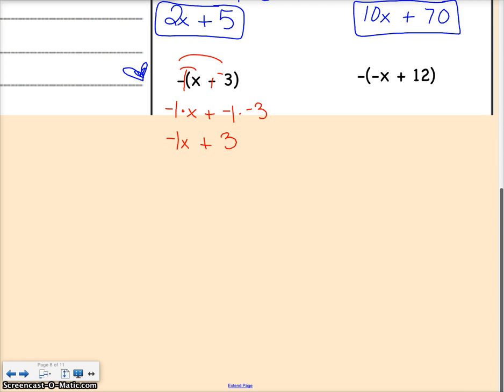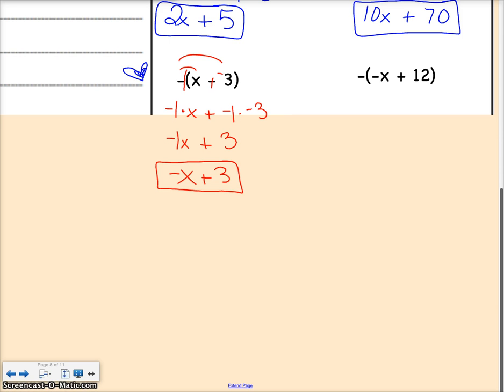Now it's okay if you leave it like that, but you're making the 1 feel really stressed out. Again, 1 likes to hide if it can hide. So now that we're all done working with 1, we can let it hide away. So the final answer is actually negative x plus 3, because we let the 1 go back into hiding.